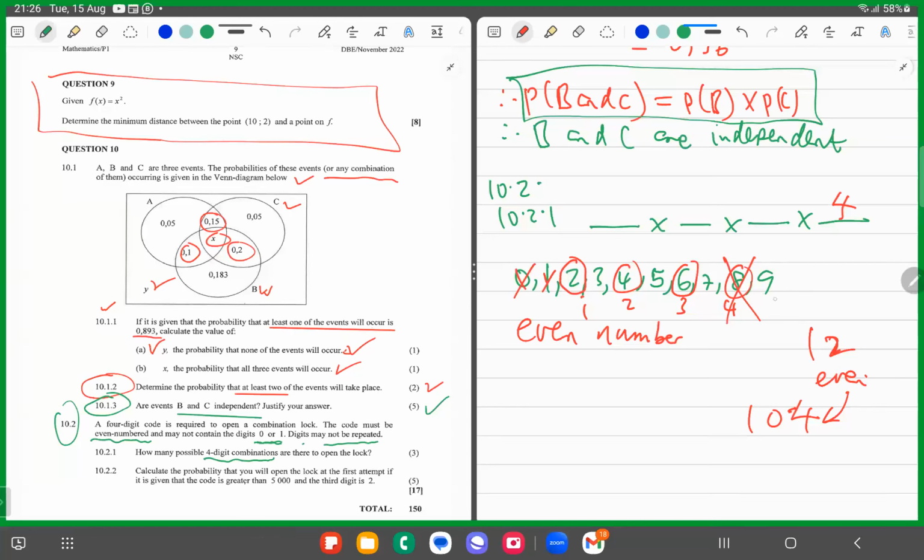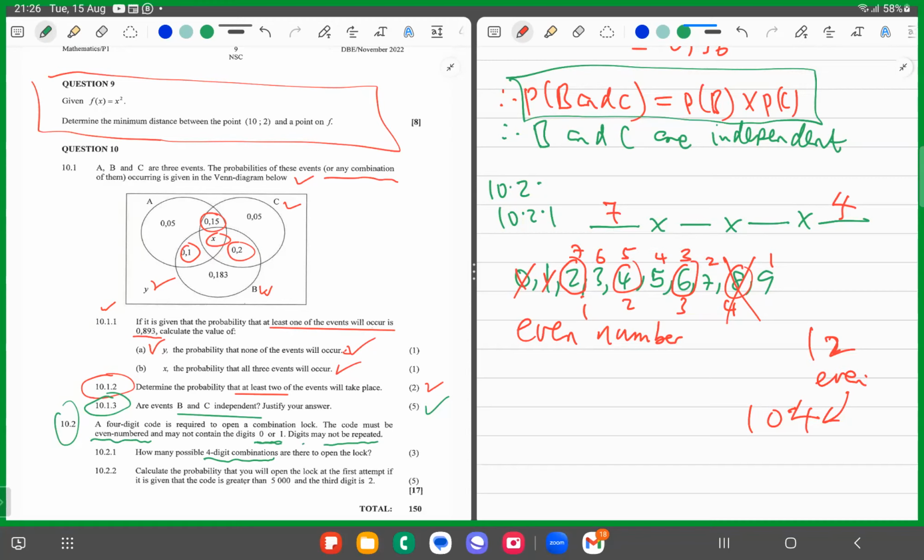You need to count how many digits you are going to be left with, for example. Now you can count 1, 2, 3, 4, 5, 6, 7. So you're going to have 7 choices to put there.